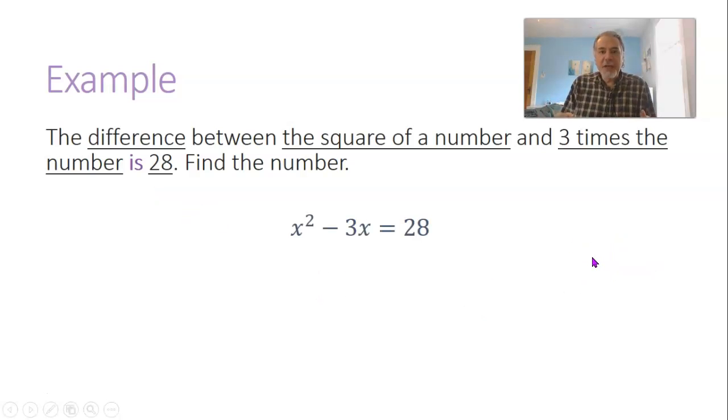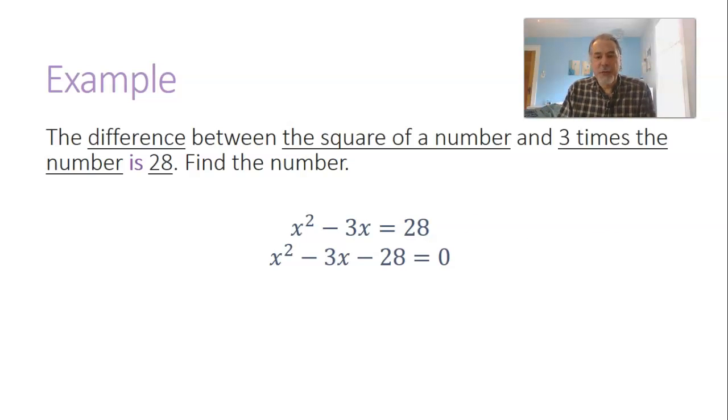So translated into an equation, the difference between the square of a number and 3 times the number is 28 looks like x squared minus 3x equals 28. That's the equation we have to solve. Let's subtract 28 on both sides, and we get x squared minus 3x minus 28 equals 0.